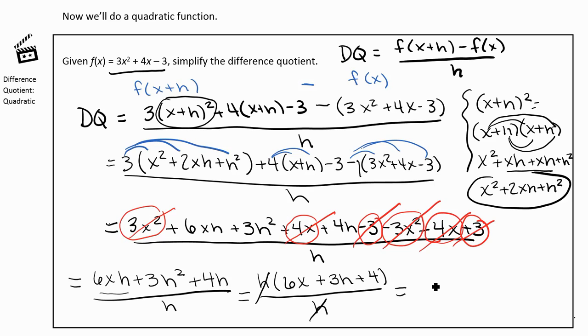So, like I said, you'll know you're done once you've canceled the h, and then you just write what's left: 6x plus 3h plus 4. You still might have h's in your answer, that's fine.